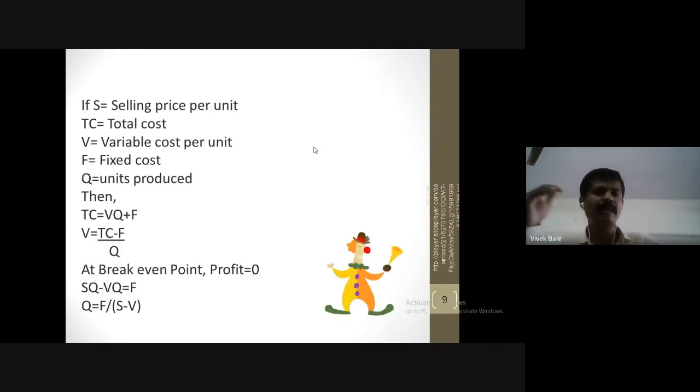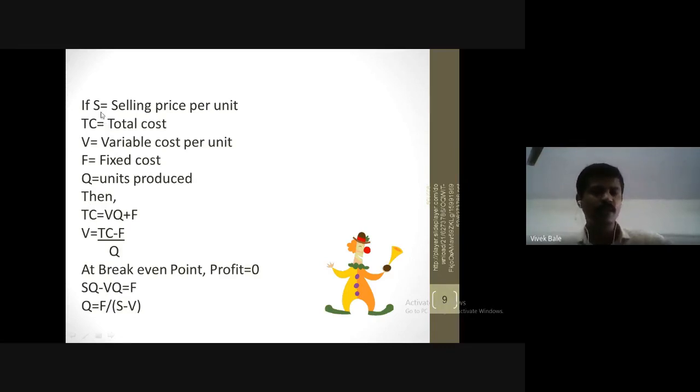Now, how we can calculate the income statement, you can see over here. First of all, you have to take the sales price. So from the sales price, TC is equal to total cost. V stands for variable cost. So these are the notations which we are going to use for further calculating the formulas.